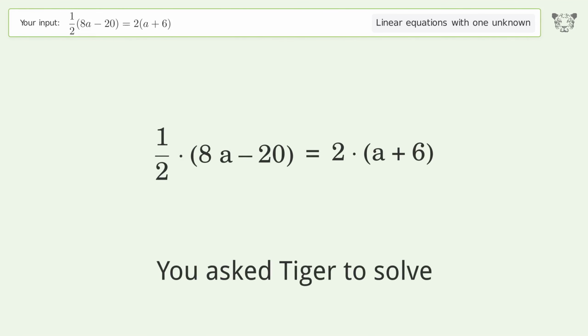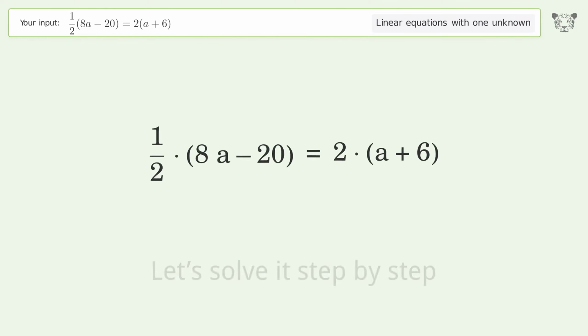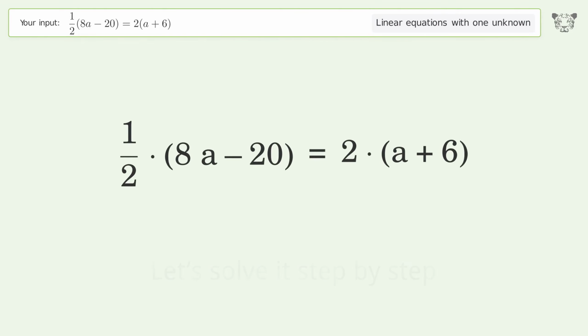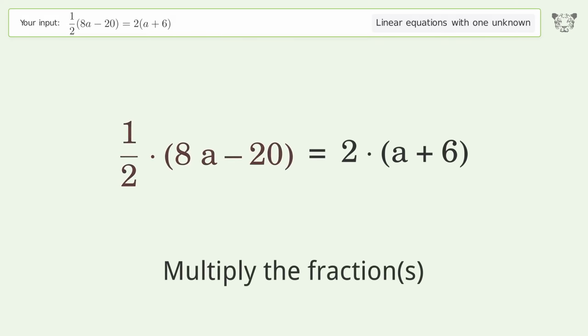You asked Tiger to solve this. It deals with linear equations with one unknown. The final result is a equals 11. Let's solve it step by step. Simplify the expression. Multiply the fractions.